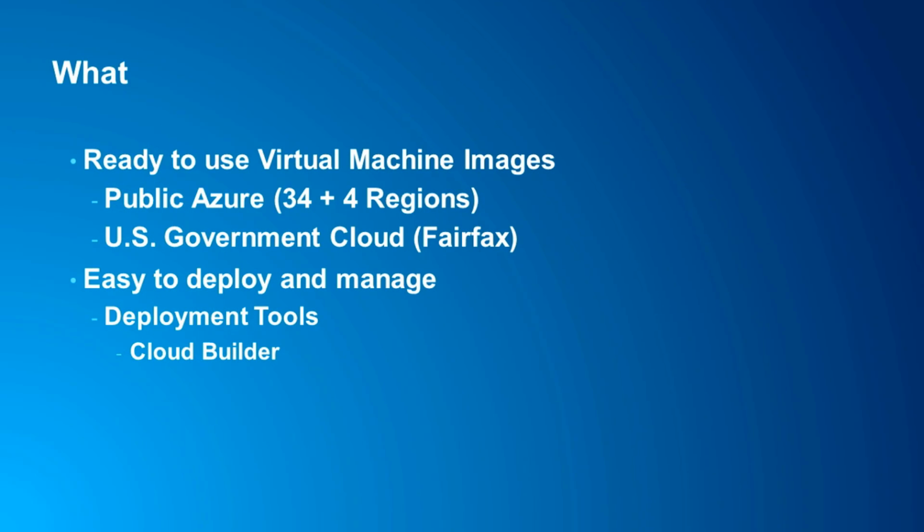So how do we do that? It's essentially 2 things. One is we provide ready-to-use virtual machine images, and we make this available through the Azure Marketplace. So it is available in all of the public Azure regions, so 34 regions across the globe, with 4 in preview. So automatically, as regions come on board and Microsoft provisions more data centers and regions, our images are automatically available. It is also available in the US GovCloud, codenamed Fairfax.